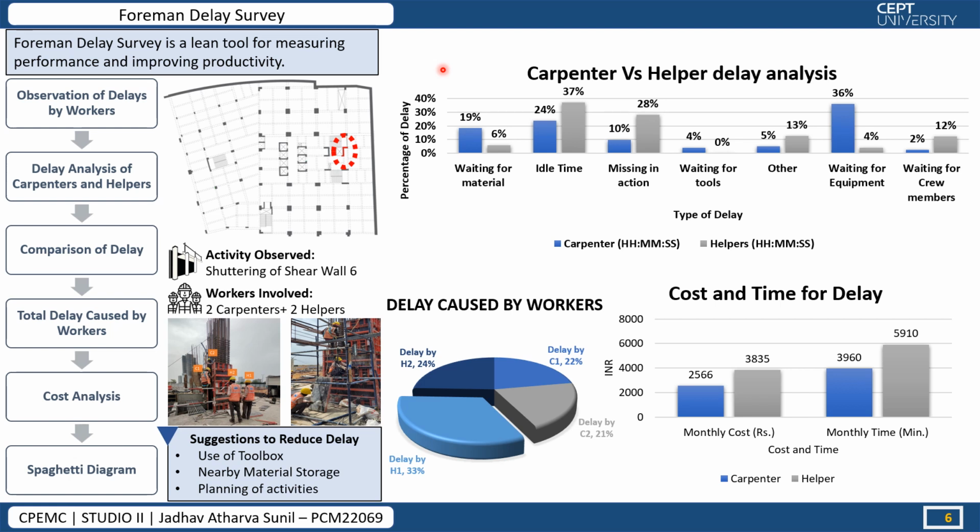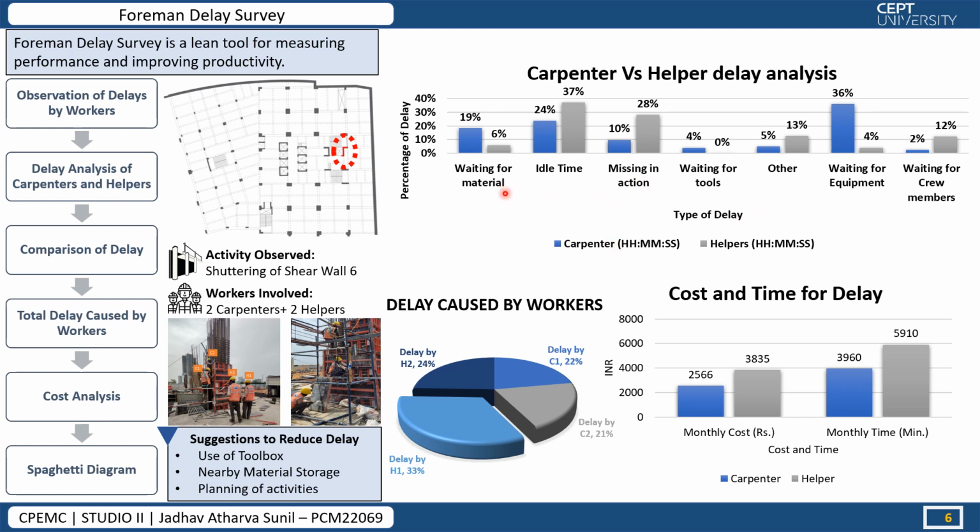In the map we can see the activity chosen by us. The activity chosen was shuttering of shear wall 6. The workers involved in that were two carpenters and two helpers. In the graph, we can see the number of delays and the comparison of carpenter and helper.